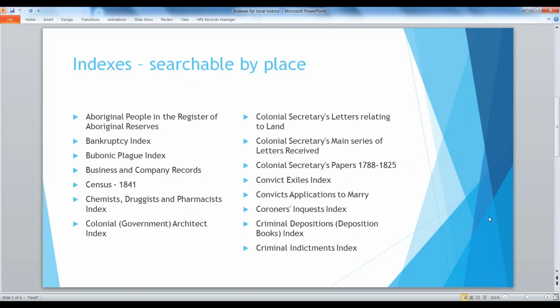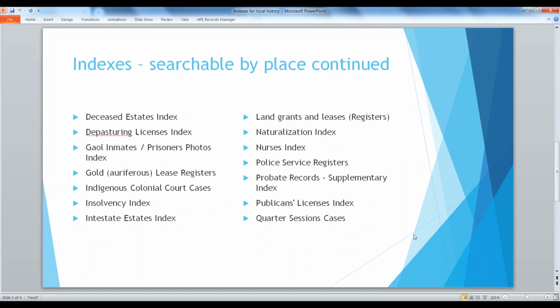They cover a really wide range of subjects. So everything from Aboriginal people in the Register of Aboriginal Reserves through to lots of convict records, letters to the Colonial Secretary in a range of different ways, through to criminal records. There's also a lot of indexes about occupations, things like the Nurses Index, the Police Service Registers, the Publicans Licences, and kind of the reverse of that, the Jailmates and Prisoners Photo Index.